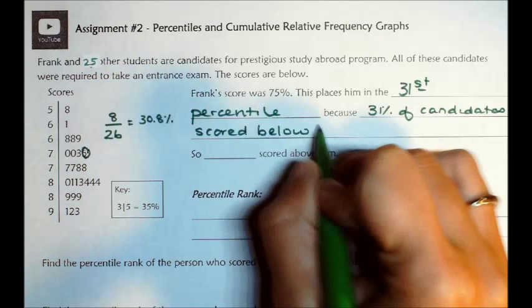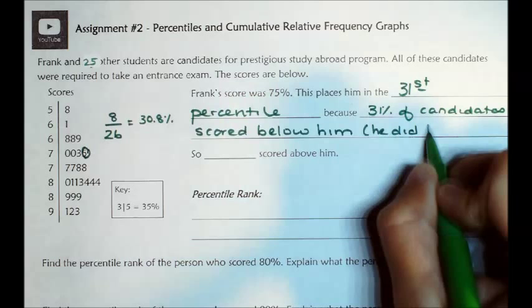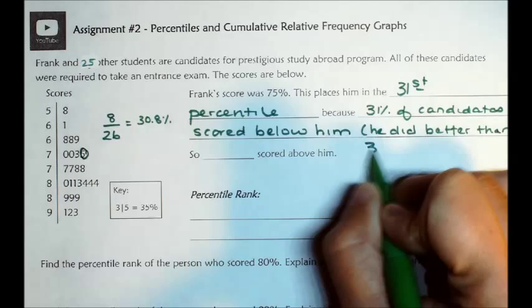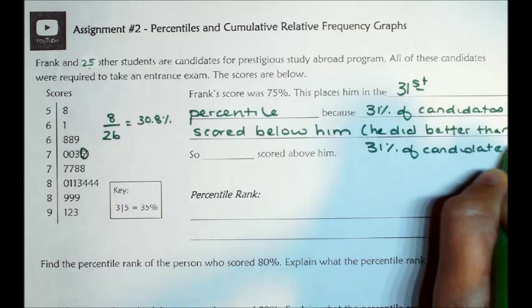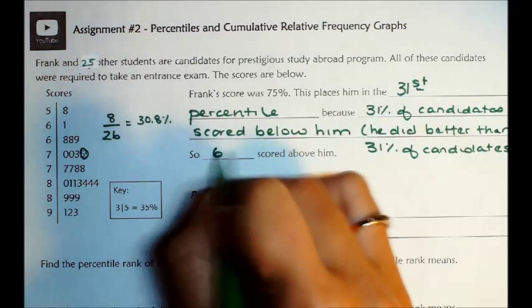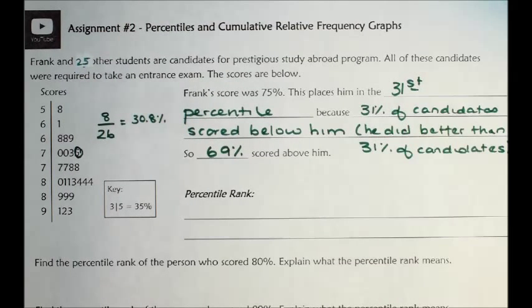Another way of saying it is he did better than 31%. This also means that 69% scored above him. So a percentile is the percentage of values that are below a given value.